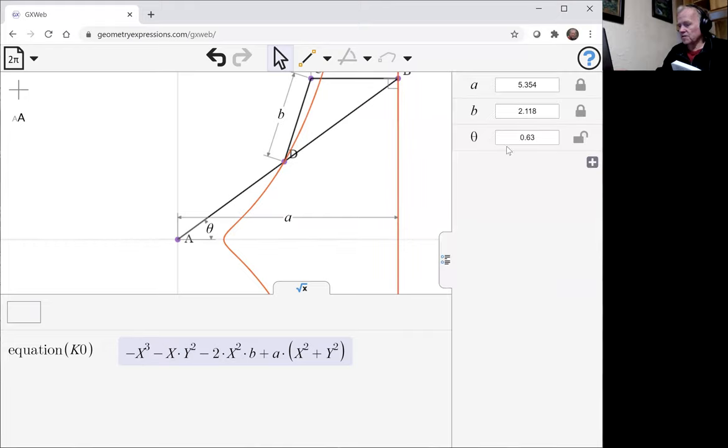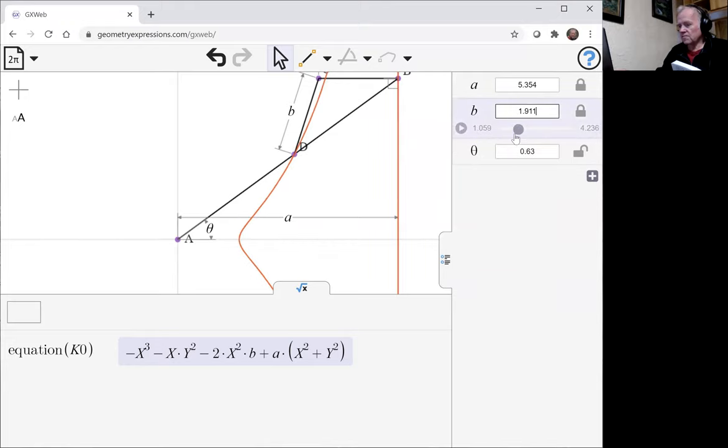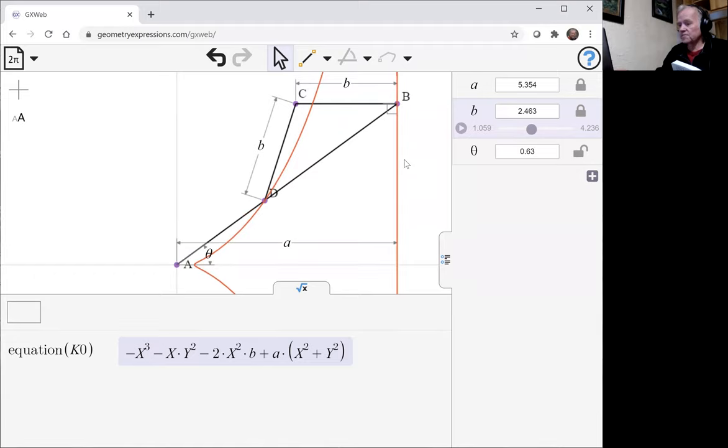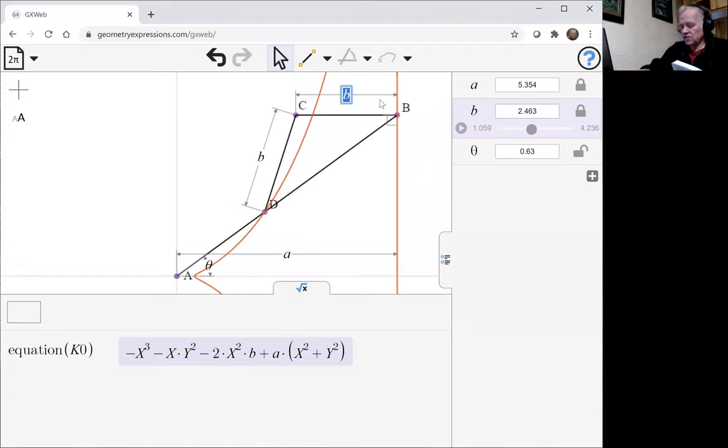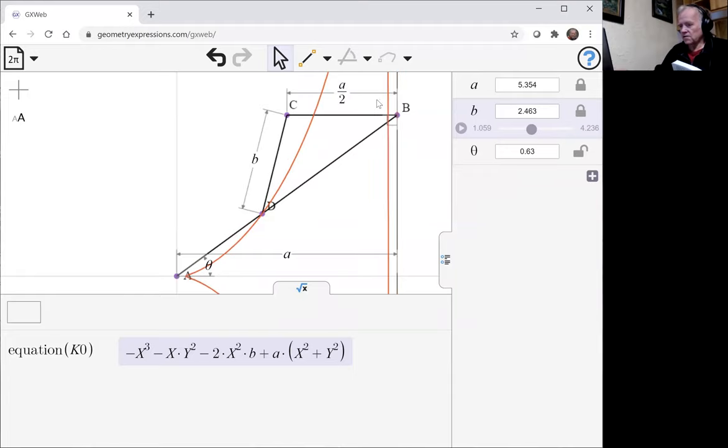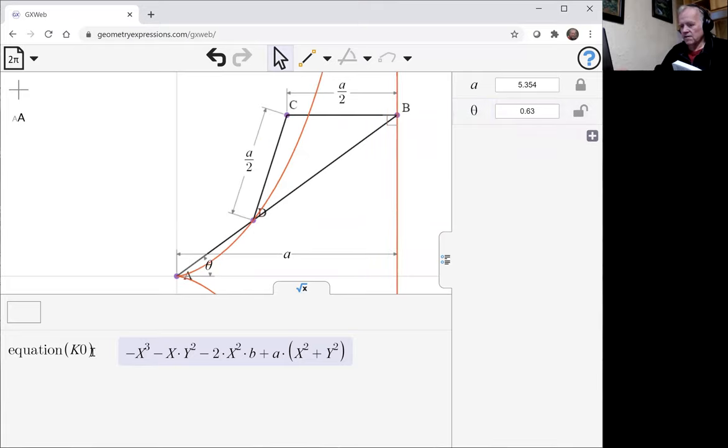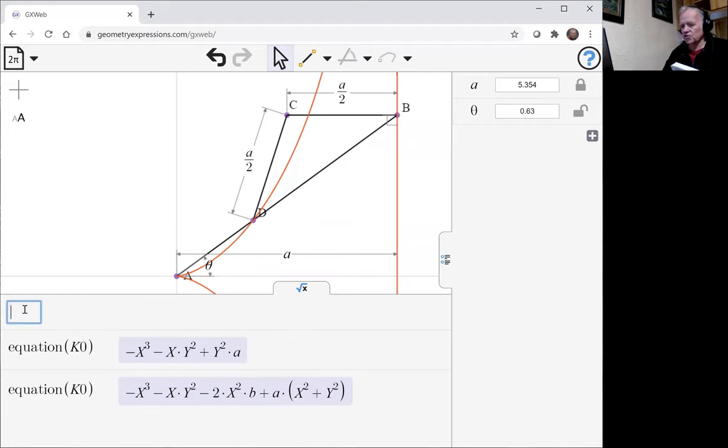Of course, if we change B to a particular value, in fact, if B will be half of A, it'll become a simpler curve. Let me just make that change to A over two. And let's get the equation again. And this is the cissoid of Diocles here.